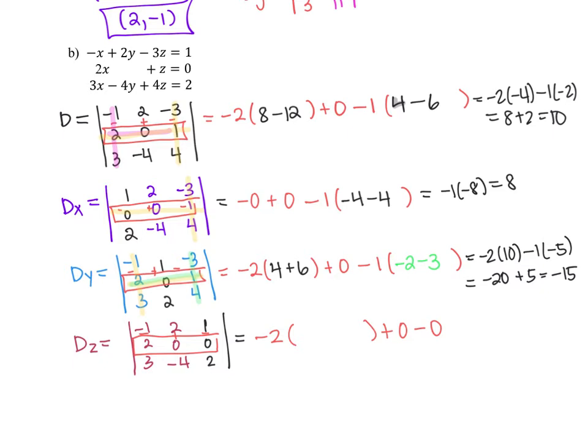Okay, so minor, cross off the 2, cross off the 2. What am I left with? 2 times 2, 4 minus negative 4, so 4 plus 4. Negative 2 times 8 is negative 16. Okay, that was a lot of work. Now I'm going to actually get to my answer.